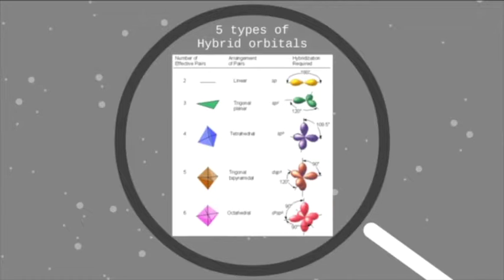Certain types of hybrids are formed depending on the atomic orbitals mixed. There are only five types of hybrid orbitals. These depend on which block each atom is a part of.